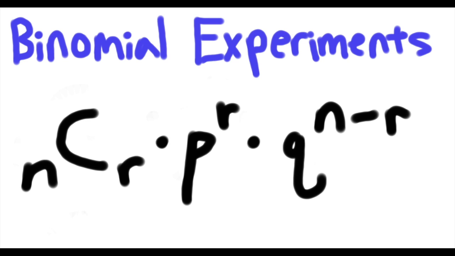Along with these conditions, there is a formula to calculate binomial probability. N is the number of trials, in other words, the number of rounds that you play. R is the number of successes, the number of rounds that I win. P is the probability of success, and Q is the probability of not success or failure.